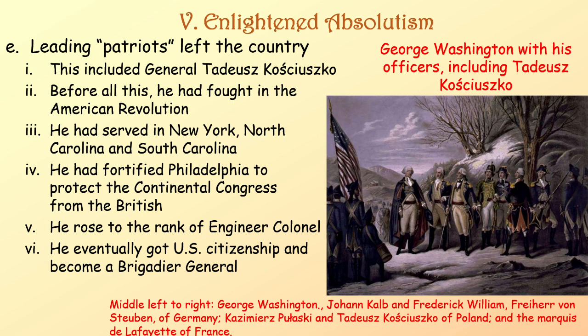Leading patriots, that faction called the Patriots, left the country, and this included General Tadeusz Kościuszko. Before all of this, Kościuszko had fought in the American Revolution over in America. He had served in New York, North Carolina, South Carolina. He had fortified Philadelphia to protect the Continental Congress from the British. He rose to the rank of engineer colonel, and he eventually got U.S. citizenship, became a brigadier general, and fought right alongside George Washington.